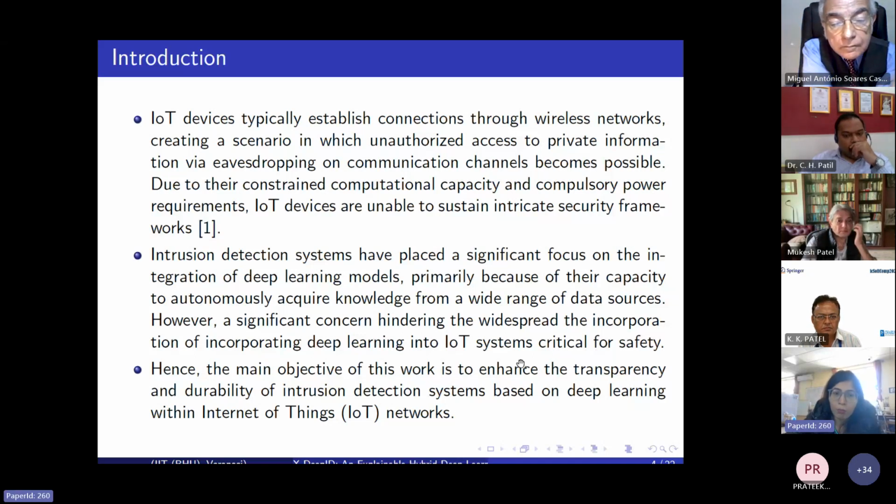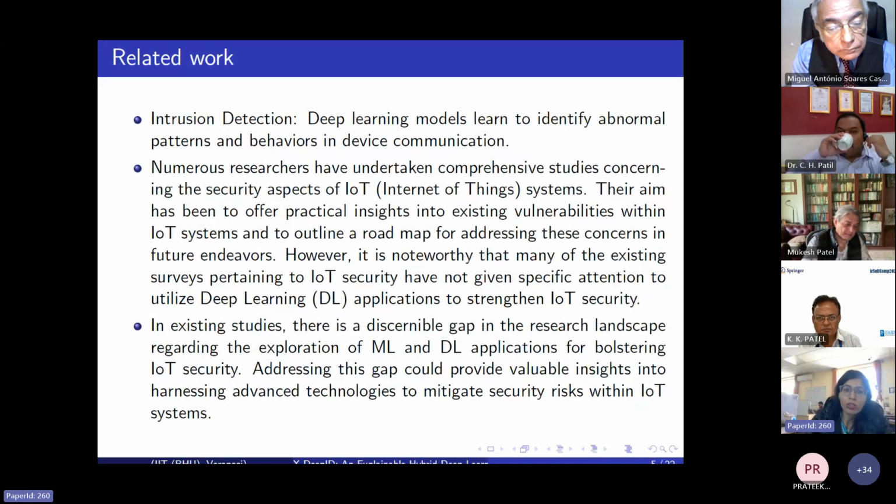For this, we have formalized the intrusion detection system using an explainable AI framework. Hence, the main objective of this work is to enhance the transparency and durability of intrusion detection systems on the basis of deep learning methods for Internet of Things networks. These are the related works I have done for intrusion detection and for the Internet of Things using deep learning methods.